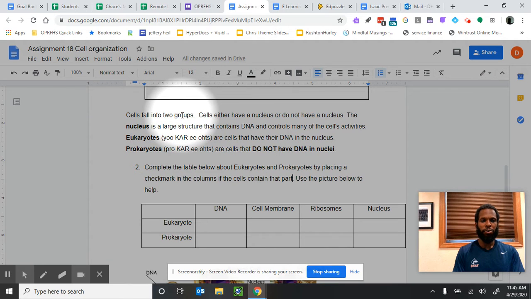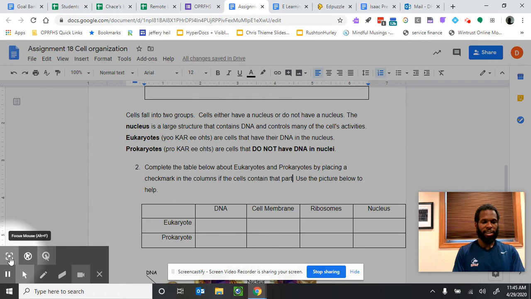Cells fall into 2 groups. They either have a nucleus or do not have a nucleus. The nucleus is a large structure that contains DNA and controls many of the cell's activities. Eukaryotes are cells that have DNA in the nucleus. Prokaryotes do not have DNA in the nucleus. So they do have a nucleus or do not? Let's go back and highlight some of these things here.